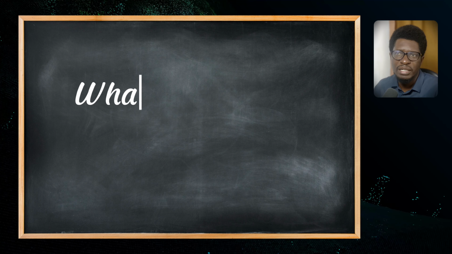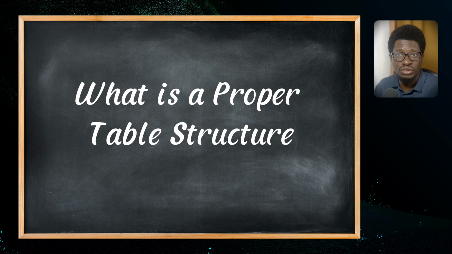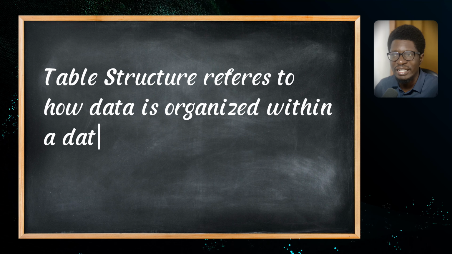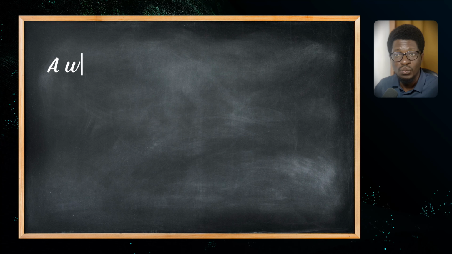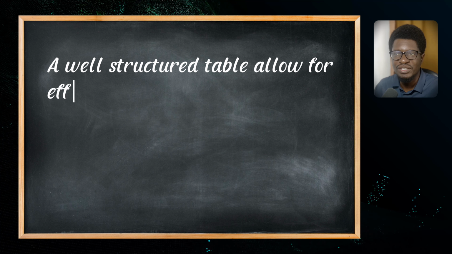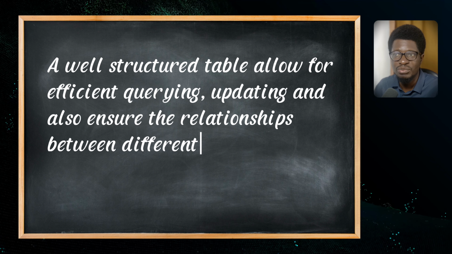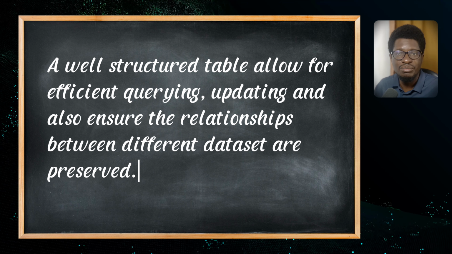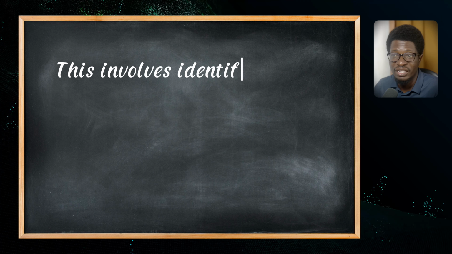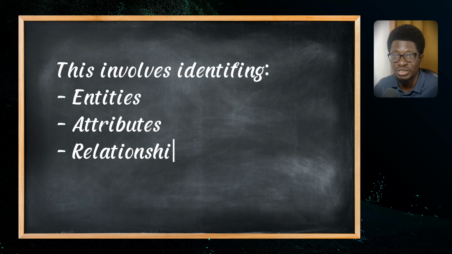So what is a proper table structure? How does a proper table structure feel or look like? Table structure refers to how data is organized within your database. A well-structured table allows for efficient querying, updating, and also ensures the relationships between different data sets are preserved. This involves identifying entities, attributes, and relationships.